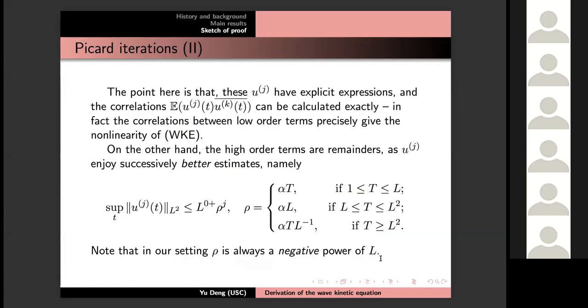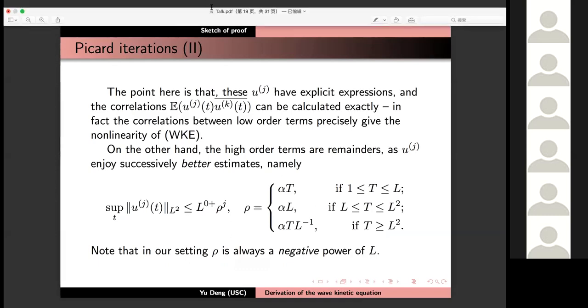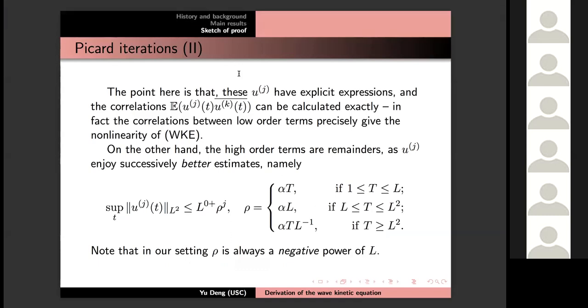Okay, so the point here is that these Uj have explicit expressions. As I said, they are linear, cubic, quintic, septic Gaussians, which satisfy pretty nice estimates called large deviation estimates. And their correlations can be exactly calculated, by taking the expectation of Gaussians. In fact, the correlations between low order terms precisely give the nonlinearity of the wave kinetic equation. So essentially, the formal derivation of the wave kinetic equation, if you attended Charles' lecture last time, is exactly by writing out the first few terms, calculating these expectations, these correlations, and passing to the limit. I'll not repeat it here, but this is essentially what physicists have done.